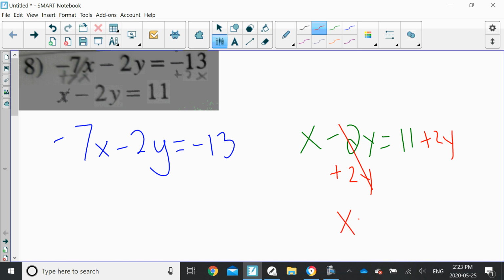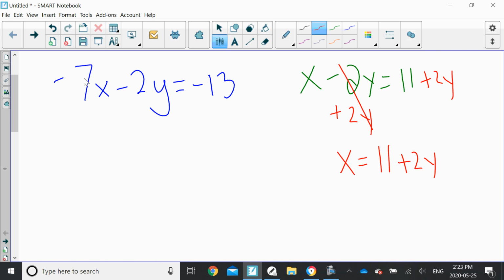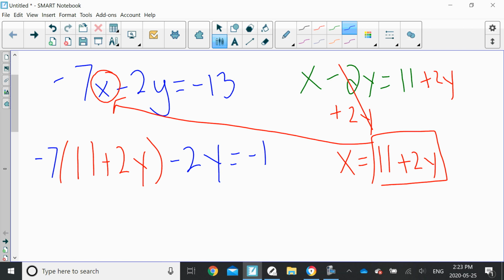Then, look what I've done. I've just isolated for x, and I get 11 plus 2y. That I'm going to substitute in for the x here. So this is going to come out, and I'm going to put this guy inside. That's what substitution is. Okay? So I'm going to take that negative 7, and then in a bracket, I'm going to put 11 plus 2y. Bring down that minus 2y equals minus 13.